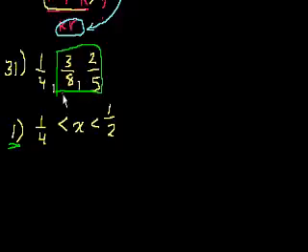3/8 is what? Actually, no, this is interesting. 3/8 is actually greater. No, 3/8 is obviously less than 1/2, right? What am I thinking? 4/8 is exactly 1/2. So 3/8 is also less than 1/2. So statement 1 tells us it's one of those two choices.